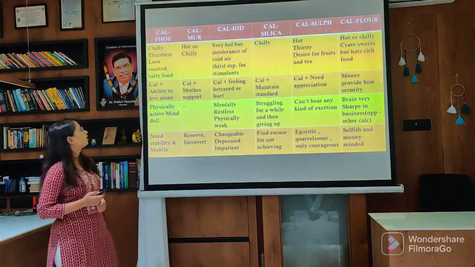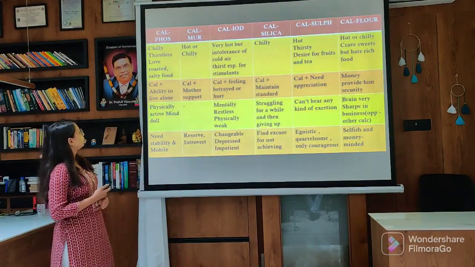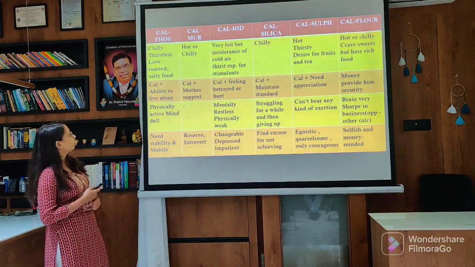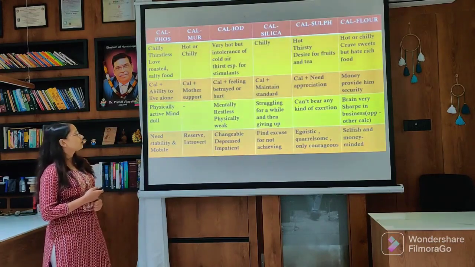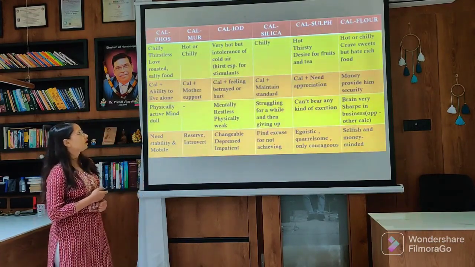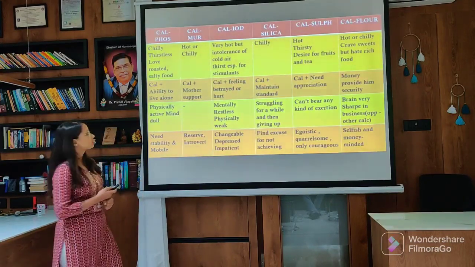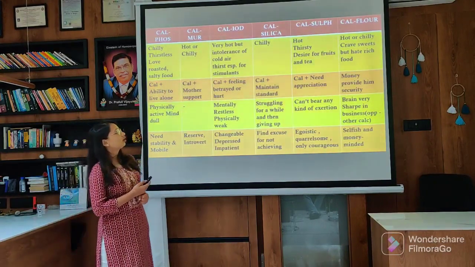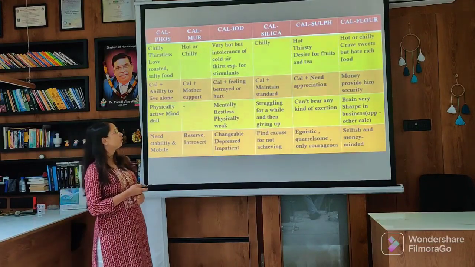Calcarea fluorica: chilly, thirstless, loves roasted food and salty food, while Calcarea muriatica is hot and chilly. Calcarea arsenicosa is very hot, but has intolerance of cold air, a thirst for stimulants. Calcarea silicata is chilly, self is hot, thirsty, desire for fruit and tea. Calcarea phosphorica, hot or chilly, craves sweets, hates rich food.